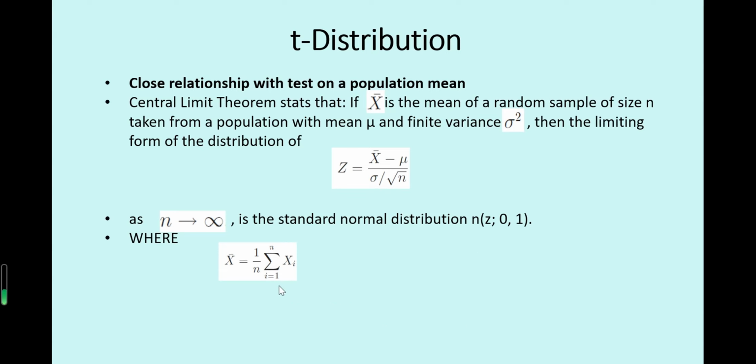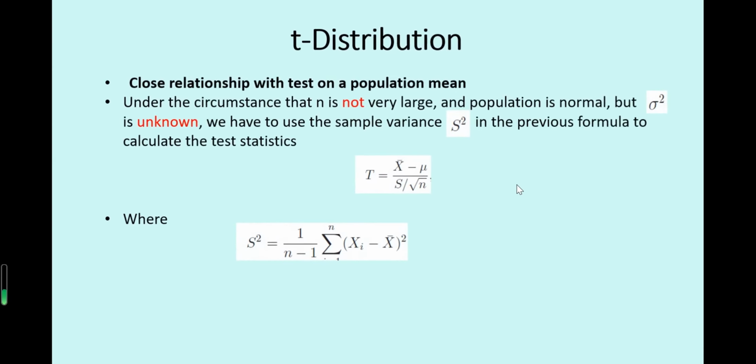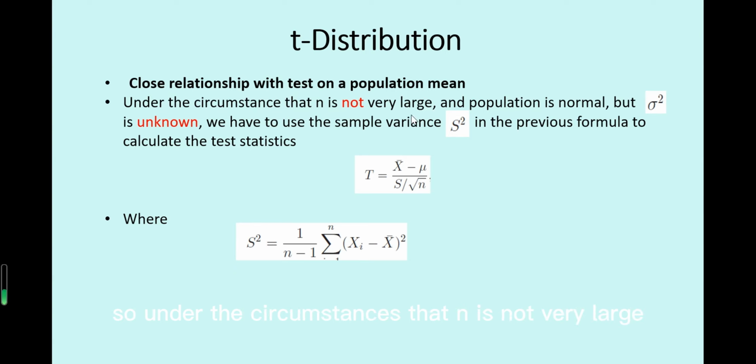Here x bar is the sample average, right? But in reality, it is not so perfect with the sample size under the central limit theorem. So under the circumstances that n is not very large, say less than 30, and the population is normal but sigma squared is unknown, we have to use the sample variance s squared in the previous formula to calculate the test statistic. Here we use t to denote the sample average minus the population mean divided by the sample standard deviation over the square root of n. Here the sample variance s squared equals the sum of squared deviations of the sample from the sample average, divided by n minus 1.